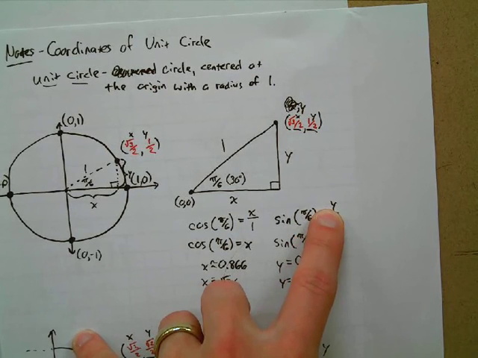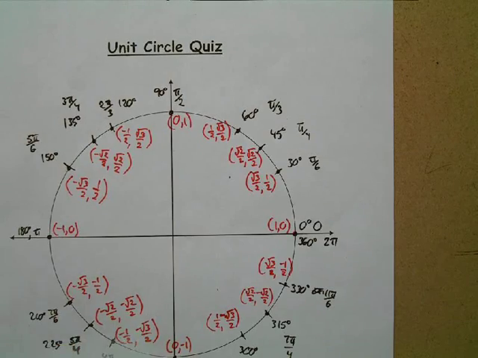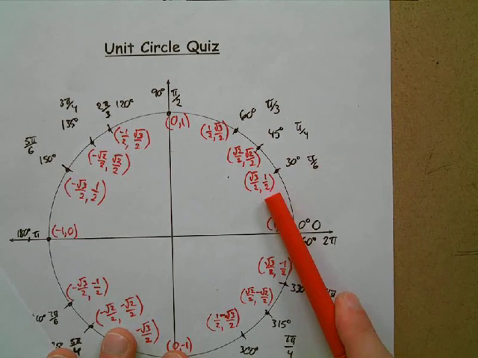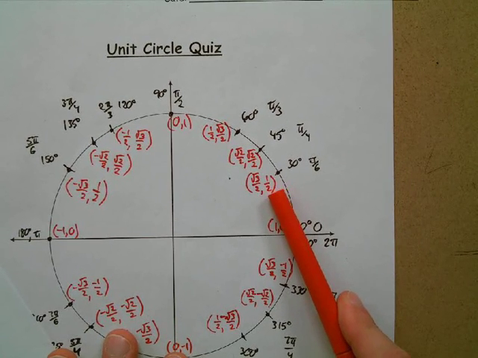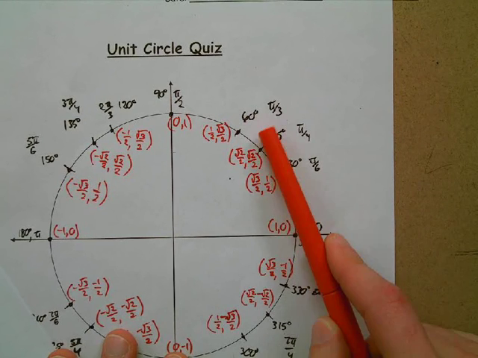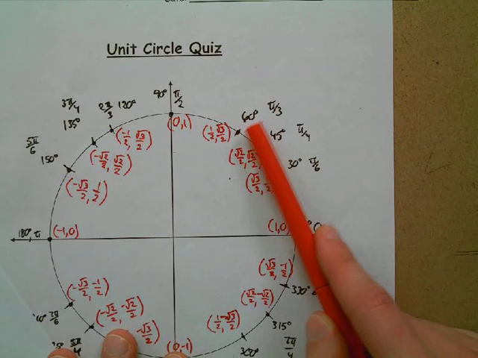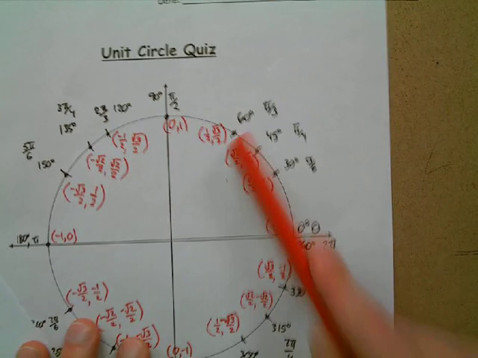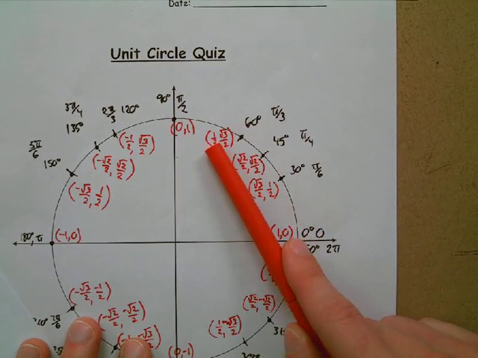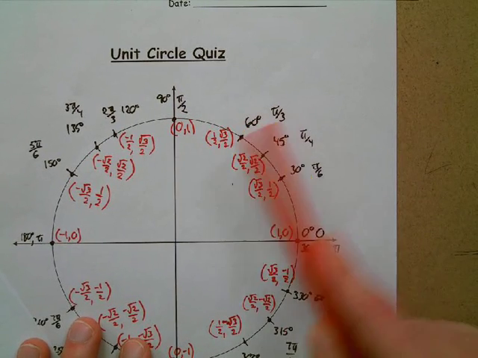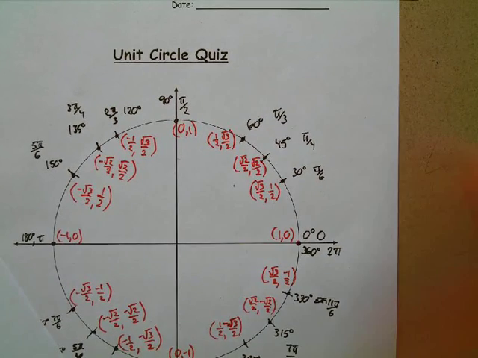If I want to find the sine of 300 degrees, I go around to 300 degrees on my unit circle. Sine is the y-coordinate, negative root 3 over 2. If I want to find the cosine of pi, here's pi. Cosine is the x-coordinate, negative 1. So cosine of pi is negative 1. It allows us to quickly evaluate those trig functions using our special angles that are on the unit circle there.